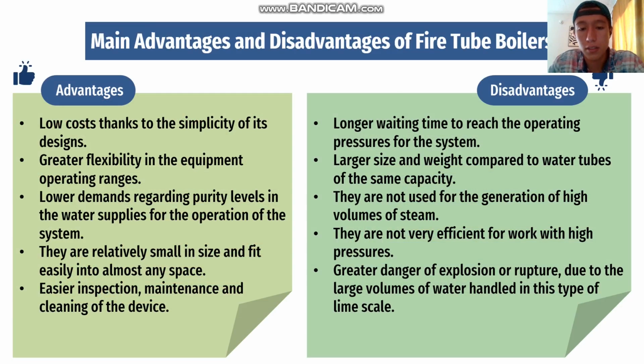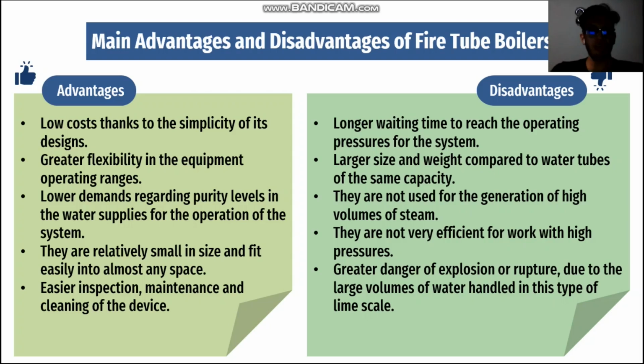Then my colleague Santiago Salamanca will explain the advantages and disadvantages of the boiler. Thank you, Michael. Main advantages and disadvantages of fire tube boilers. Advantages like low cost thanks to the simplicity of its design, greater flexibility in the equipment operating range, lower demands regarding purity levels in the water supplies for the operation of the systems. They are relatively small in size and fit easily into almost any space.